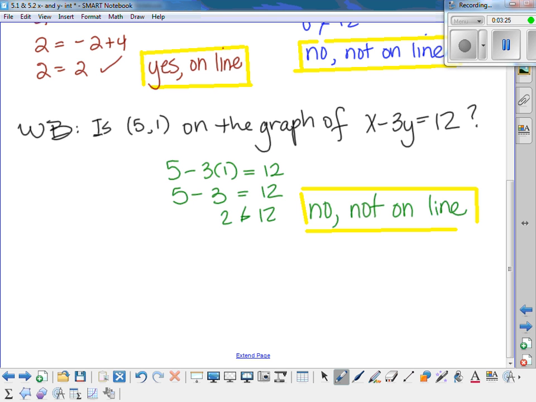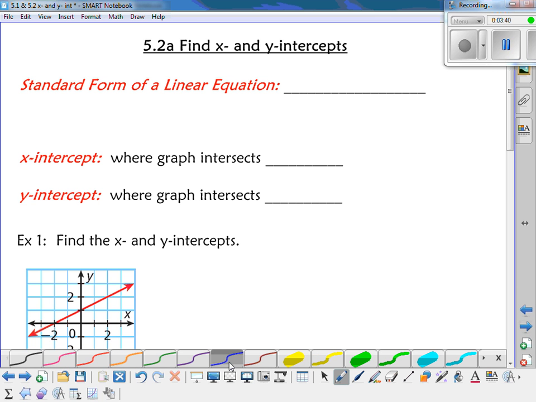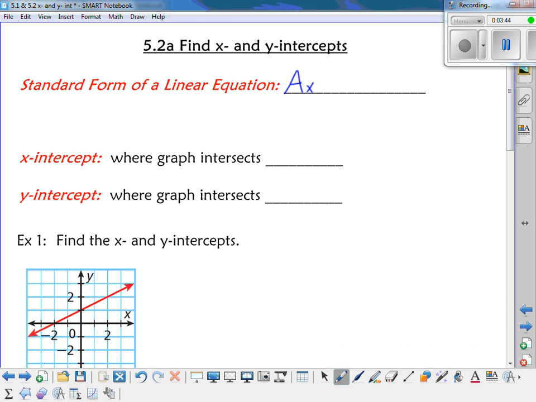Okay, the next thing we're going to talk about are x and y intercepts. So x and y intercepts, we use those when we have the standard form of an equation of a line. And so standard form for an equation is ax plus by equals c. And a, b, and c are integers. So ax plus by equals c is a standard form.